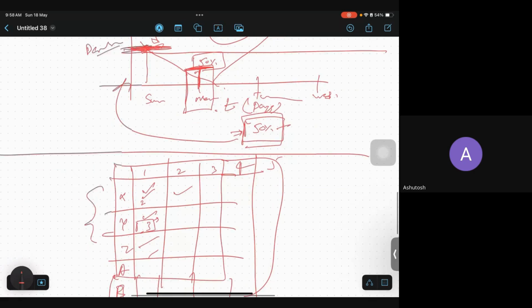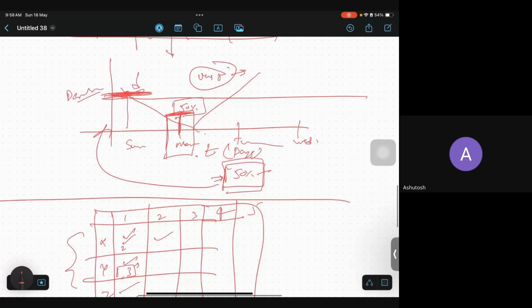right? So this is how the business problems are created, right? This is how you need to formulate a business problem. I hope it is clear.